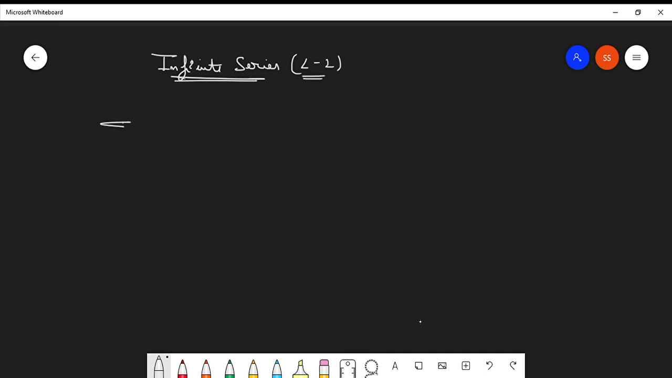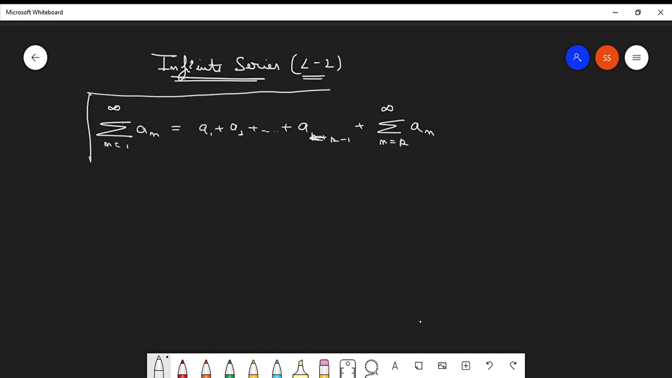So suppose we have an infinite series summation n equals 1 to infinity a_n, which is equal to a_1 plus a_2 and so on till a_(k-1), plus you have the rest of the part, which is say summation n equals k to infinity a_n, right? So you can obviously write a series in this form, right?